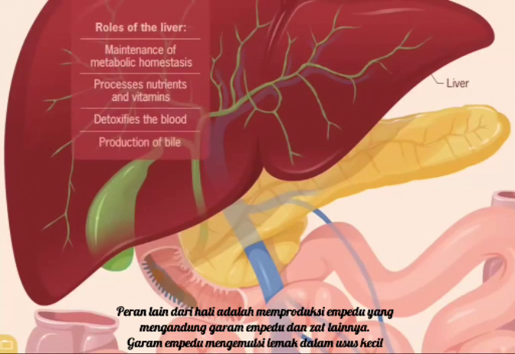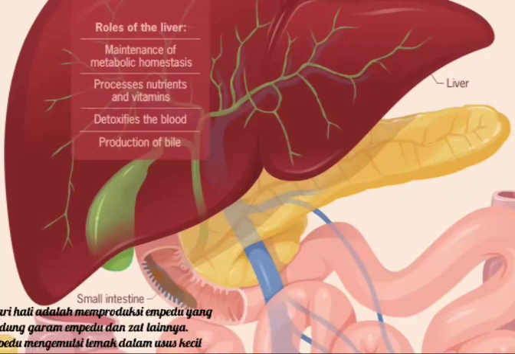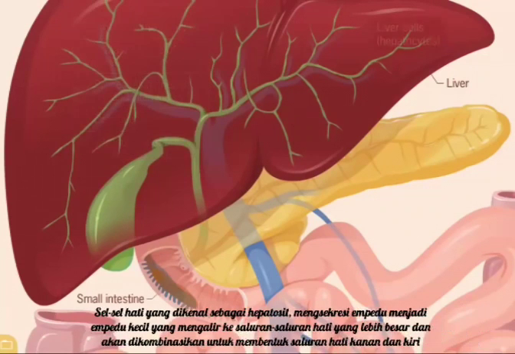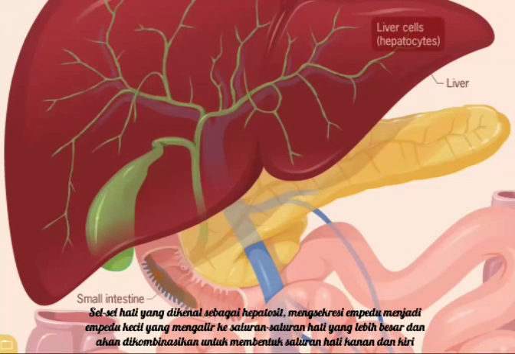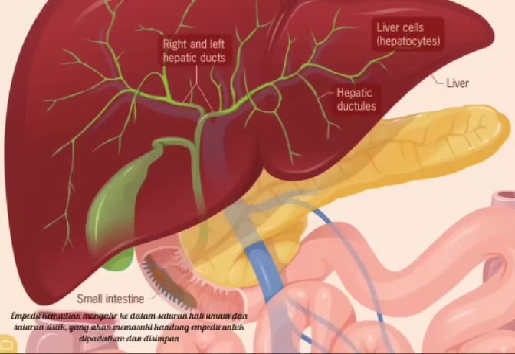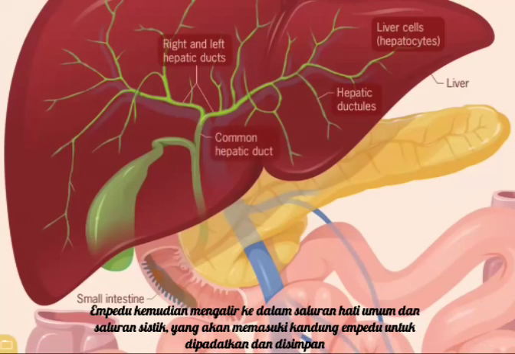Another role of the liver is the production of bile, which is a liquid that contains bile salts and other substances. Bile salts emulsify fat within the small intestine. Liver cells, known as hepatocytes, secrete the constituents of bile into tiny bile canaliculi, which flow into larger hepatic ductules that eventually combine to form the right and left hepatic ducts. Bile then flows into the common hepatic duct and cystic duct, where it enters the gallbladder to be concentrated and stored.